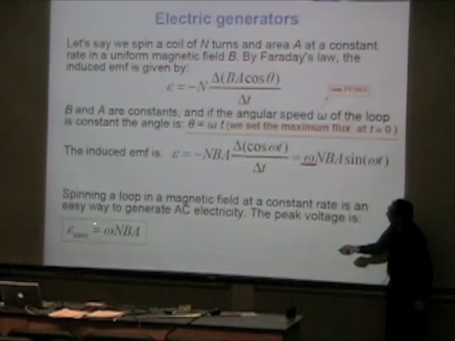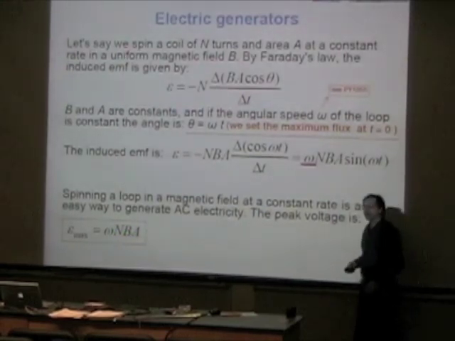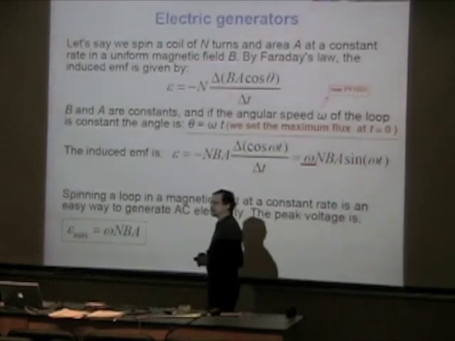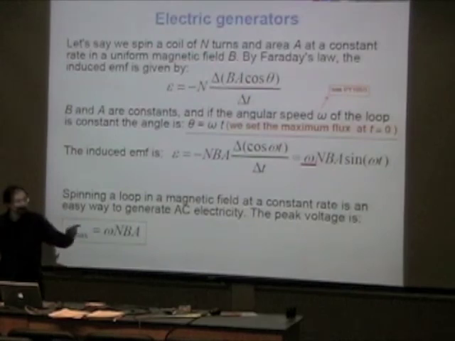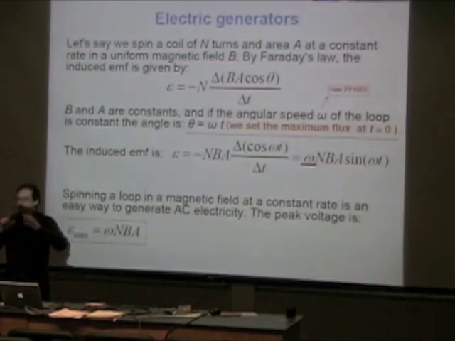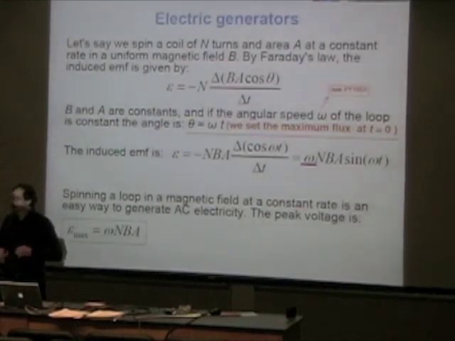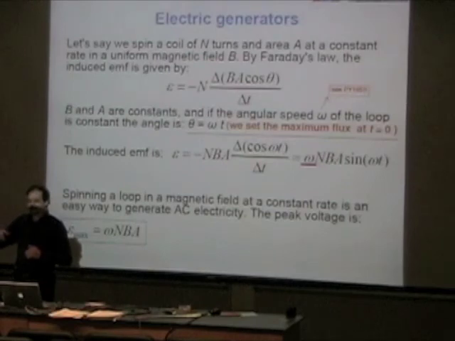So this expression, this product, angular velocity, number of turns, magnetic field, and area of the loop, gives the value for the maximum EMF generated by the generator. However, 60 volts or 120 volts, we use, you know, on a power outlet. Do you think it's the maximum value of that EMF? No, because it changes, constantly changes.